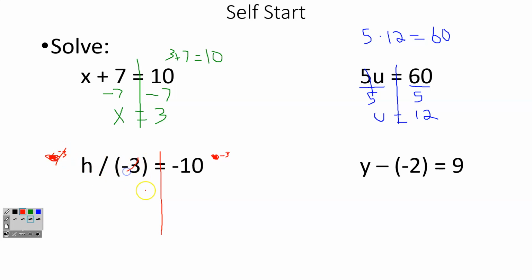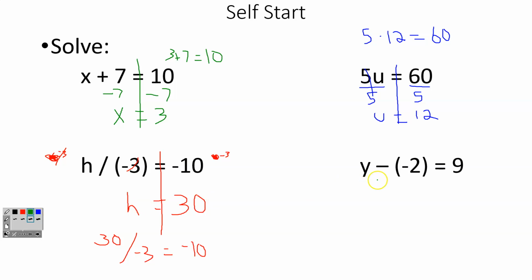So this side and this side cancel out, which leaves me with an h. And a negative 10 times a negative 3 would give me an answer of a positive 30. So remember, a negative times a negative, or a negative divided by a negative, gives me a positive. If I want to check my work, I just plug it in. So I have 30 divided by a negative 3, which will give me, I only see one negative down here, so my answer will be a negative 10, which matches what we have up here, so that is a true statement.